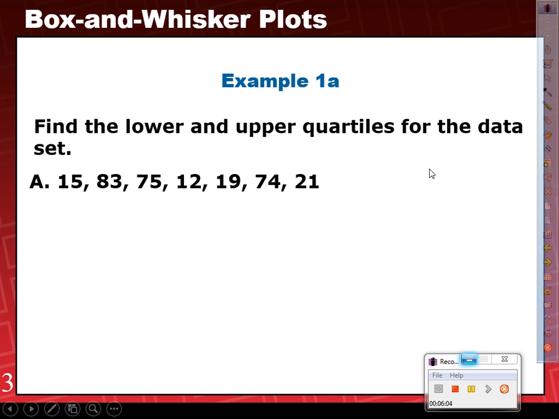Example 1A. Copy this, please. It says, find the lower and upper quartiles for the data set. And they give us 15, 83, 75, 12, 19, 74, and 21.